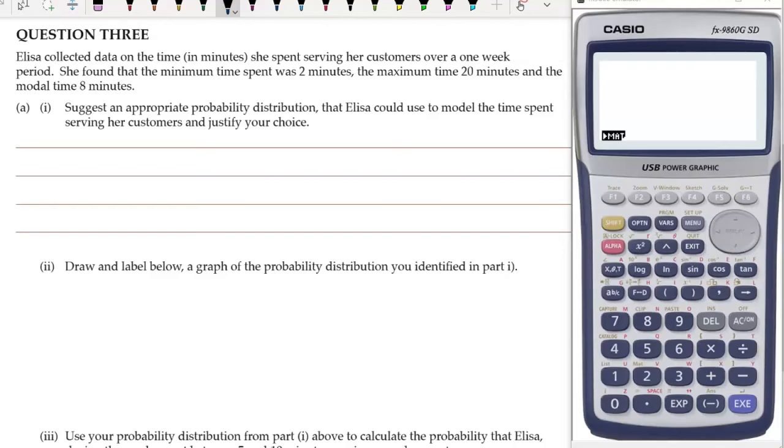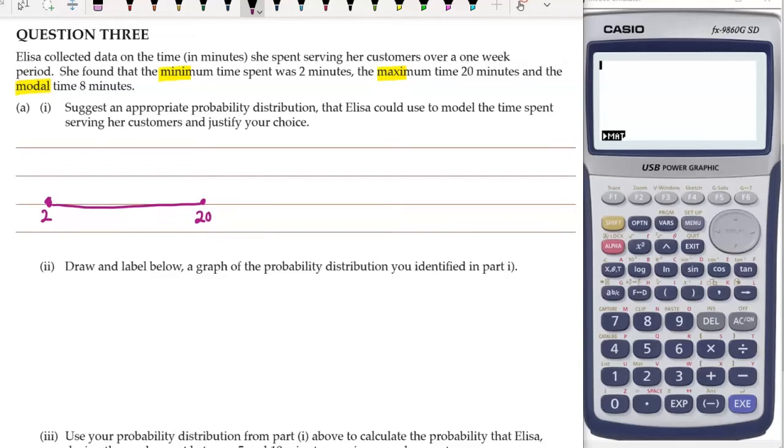Now for question 3. The clue in this one is that we're being told about modal times. So that is almost always going to be the triangular distribution. We have a minimum, a maximum, and a mode. So that sets us up for a triangle. We've got a minimum at 2 minutes, a maximum at 20. So there's the base of our triangle. And our mode happens at 8. So there's the peak.